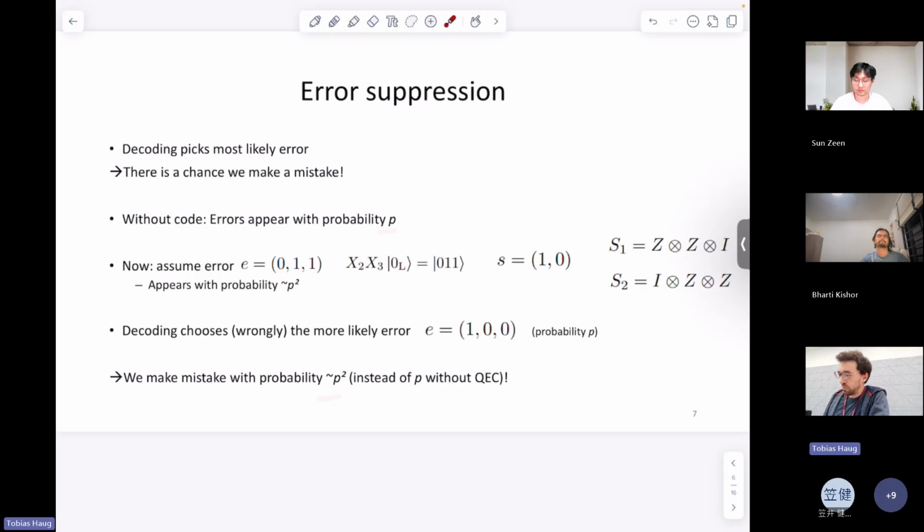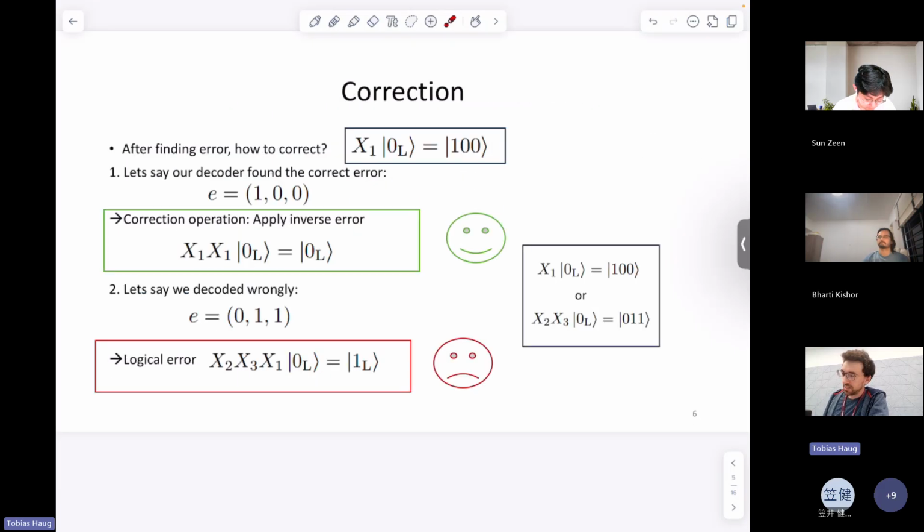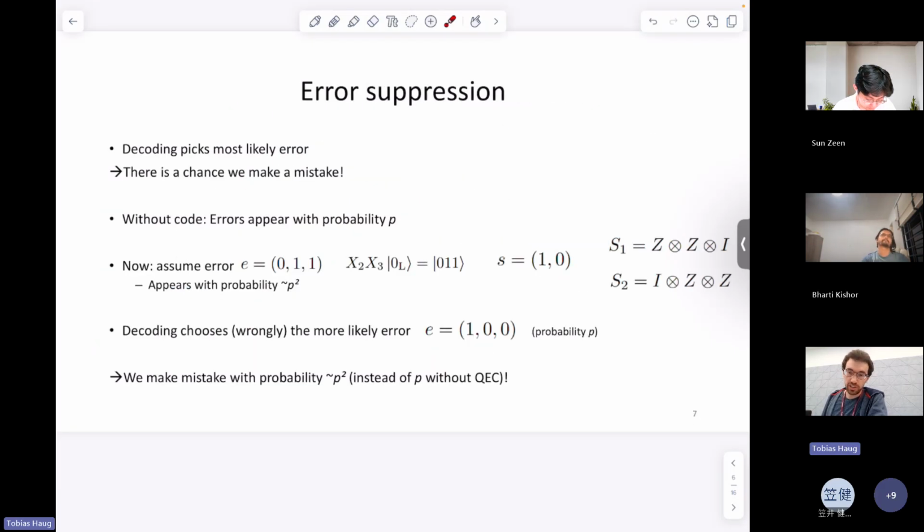Okay, so my main point is that although decoding is not perfect, because it doesn't give us a unique way of figuring out what is the best way to correct something, it still gives us some reduction in error. And as we increase the code distance, we'll get better and better.